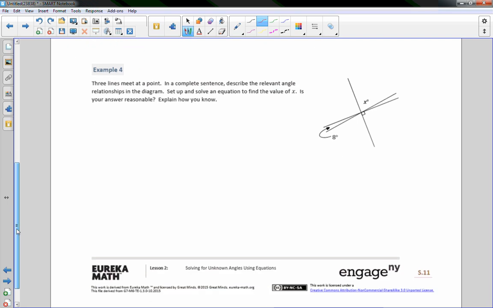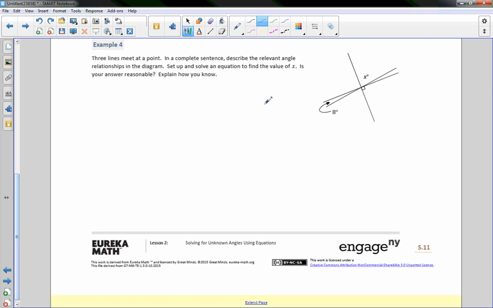Next example. Example 4. Three lines meet at a point. There's that line. There's this line. And there's this line. Those are the three lines that meet at a point. In a complete sentence, describe the relevant angle relationships in the diagram. Set up and solve an equation to find the value of x. We're looking for this guy right here. Is your answer reasonable? And explain how you know.